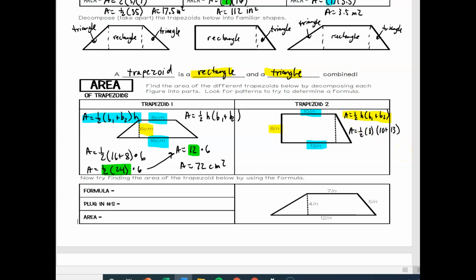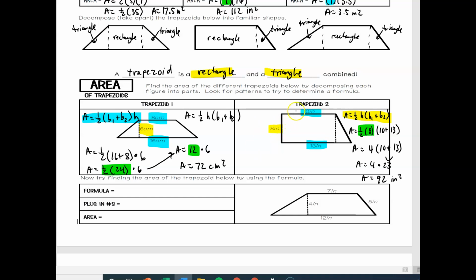So again, half of 8, or just 8 divided by 2, is going to be area is equal to 4 times 10 plus 13. And I could distribute here, or I could just say, hey, 10 plus 13, that's 23, so area is equal to 4 times 23, and I have my area of 92 inches squared. So again, there I liked putting the height first in that formula because I saw that it was even, and therefore I wanted to take half of an even number. It's easier than taking half of an odd number.